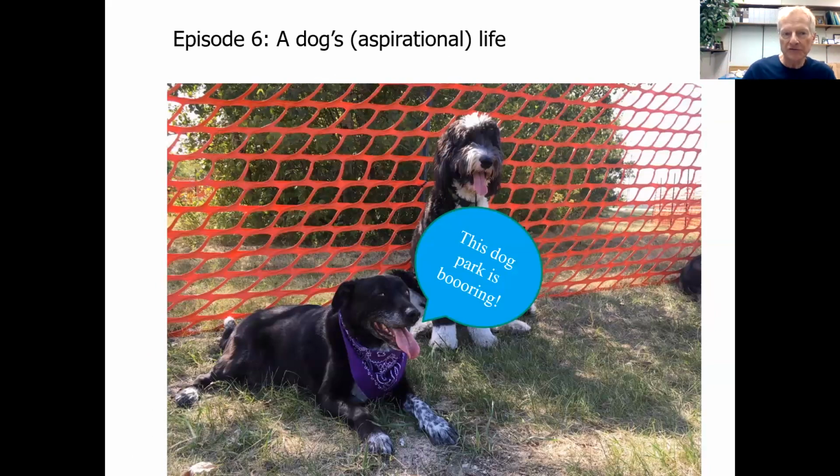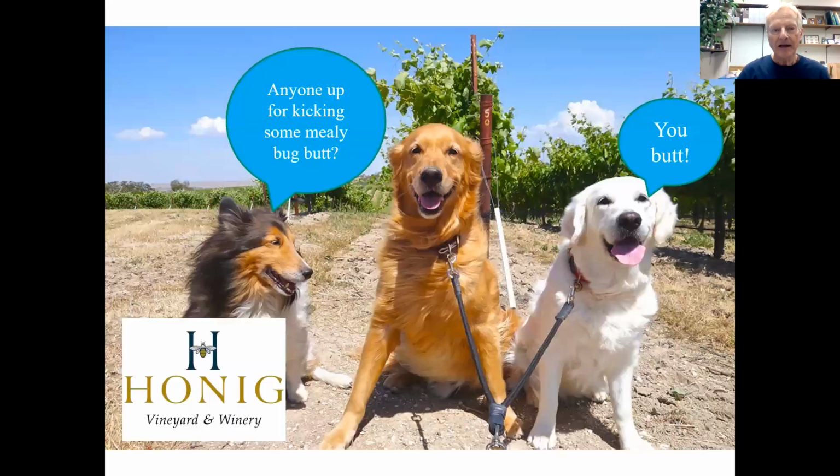Here's two dogs going, this dog park is boring. I mean, what do dogs like to do? I have a dog, and my dog likes to sniff everything. He's got a great nose. Dogs can smell 1,000 times better than humans, and pigs can smell even better than that. And at the Honig Vineyard and Winery in California, they use these dogs to detect mealybugs. So the one dog is saying, anyone for kicking some mealybug butt? And the other dog says, you butt.